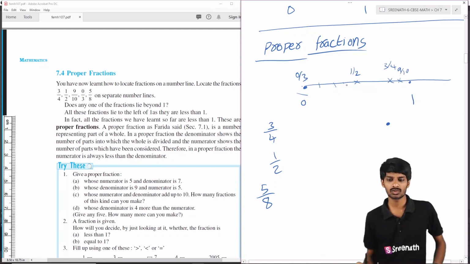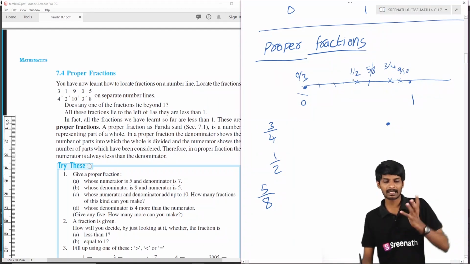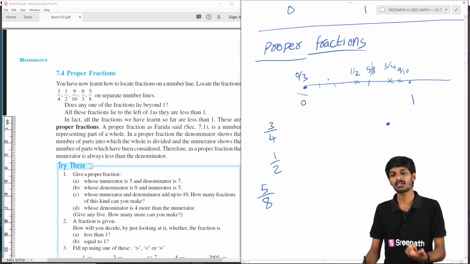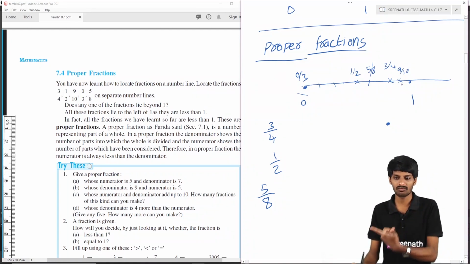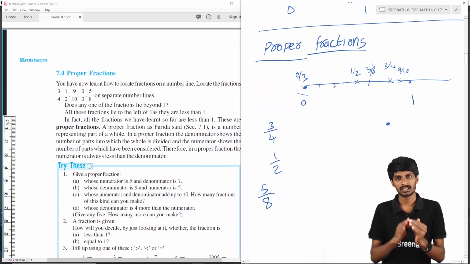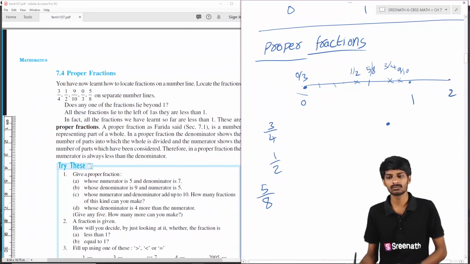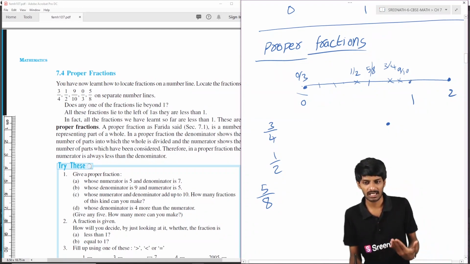So out of the 8 parts you have to take 5 parts, so it is around here, 5 by 8. If you clearly observe, we have represented all the fractions on the number line, and all the fractions lie between 0 and 1. None of the fractions goes beyond 1. Beyond 1 there is 2. So is there any fraction lying between 1 and 2?